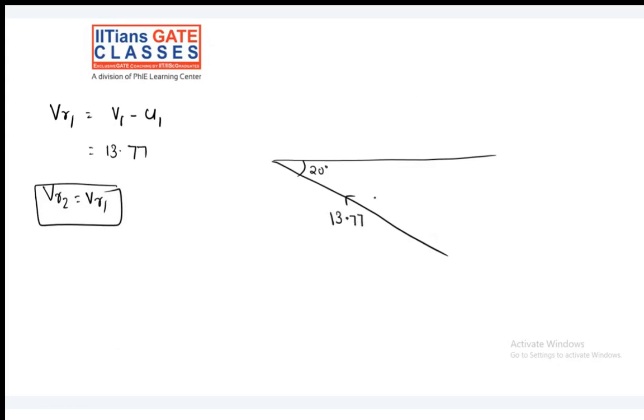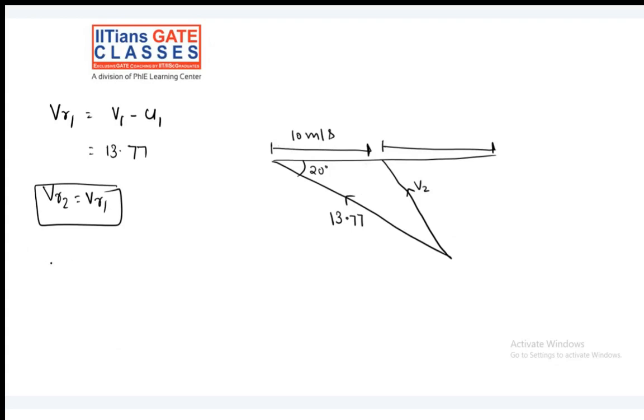So VR1 now I know that this is 13.77. Very good. And U value I also know, U value is 10 meter per second. So now I know this is V2. But my job is to find out VW2, means this component, yes or no? So how do we reach this point is that I will find out the cos component of this one and then the difference of these two will give me the VW2 value.